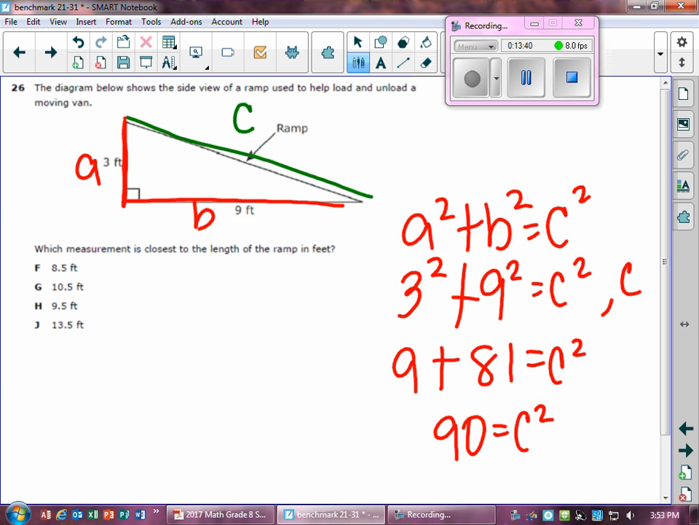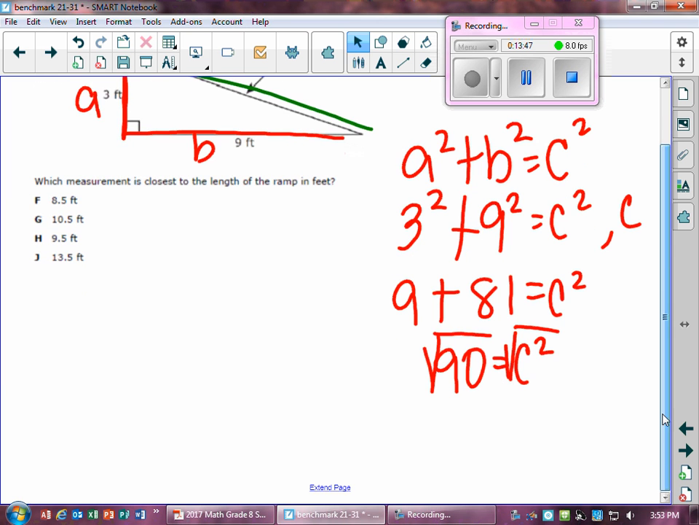Well, to get rid of a square, you take the square root. So we're going to take the square root of both sides. So that means C equals the square root of 90. I could break this down by hand using my little factor tree, but let's just do it in our calculator because everybody has that. And we got 9.487 equals C.